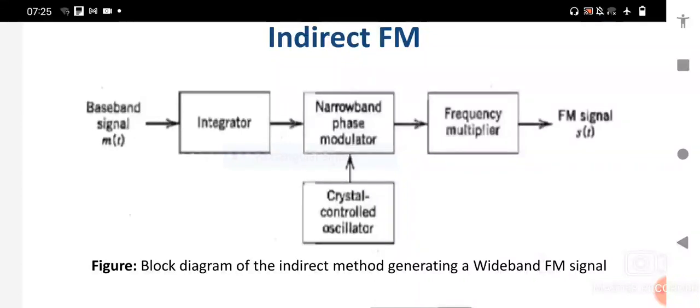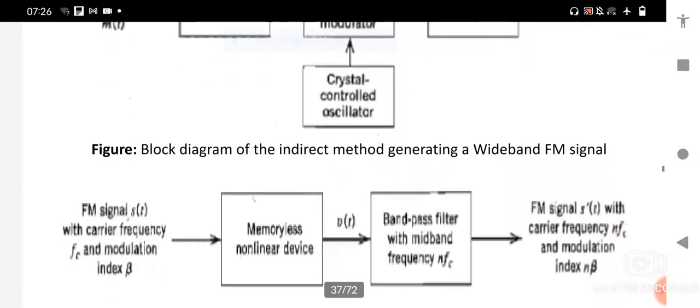Here beta is the modulation index for WBFM. So by choosing n properly, we may set the final value of the modulation index beta of the WBFM signal at any desired value. This is about the indirect FM method. By using this block diagram we generate a WBFM signal.